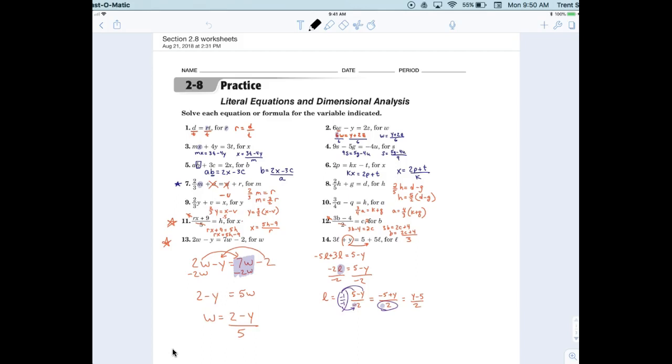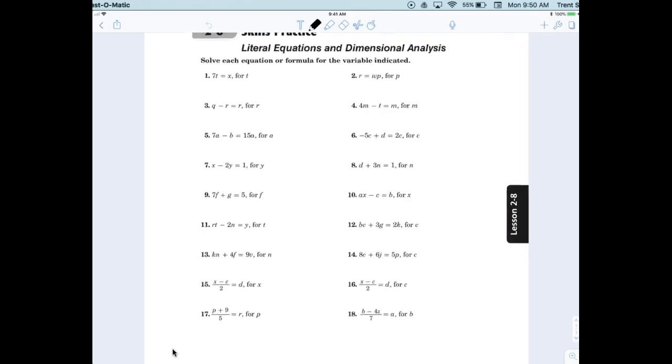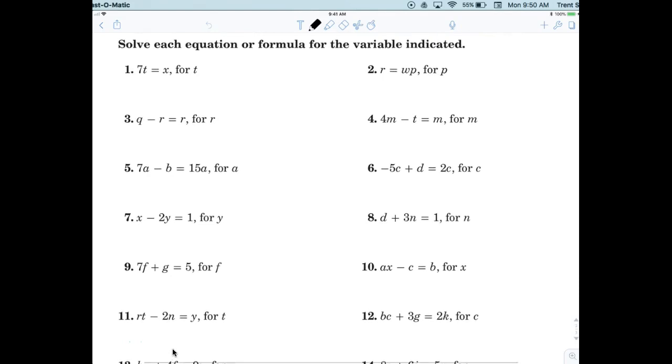All right, now what we want to do is move into this area right here. We're going to do the second worksheet. And again, you guys, this should be really easy, especially if you're used to solving equations. If you're good at solving equations, this is very easy.